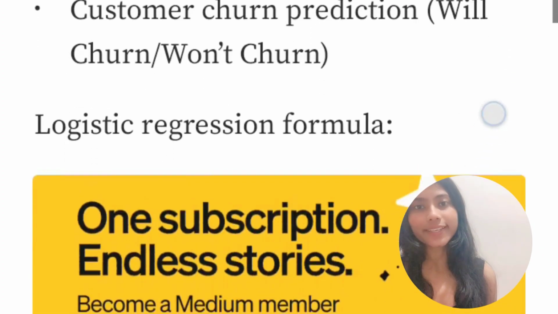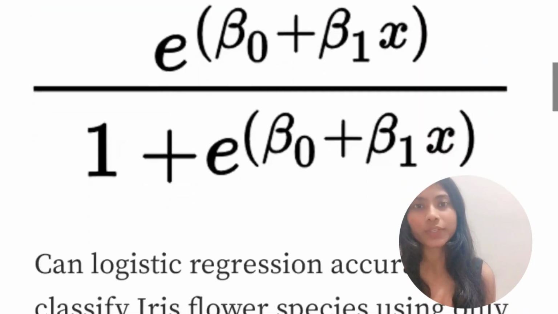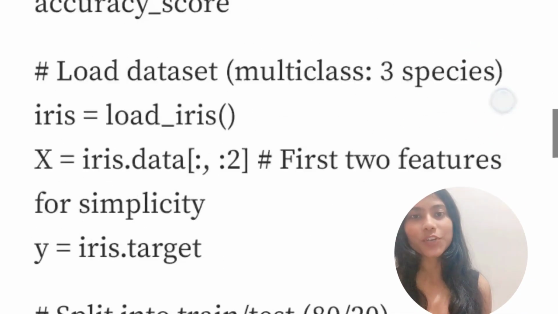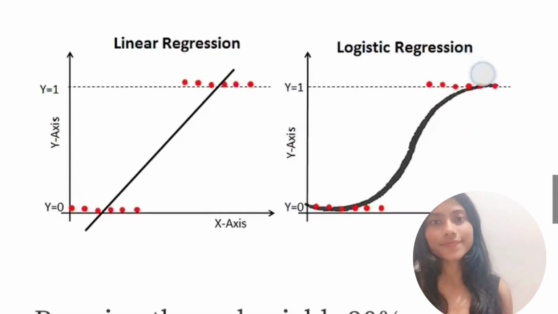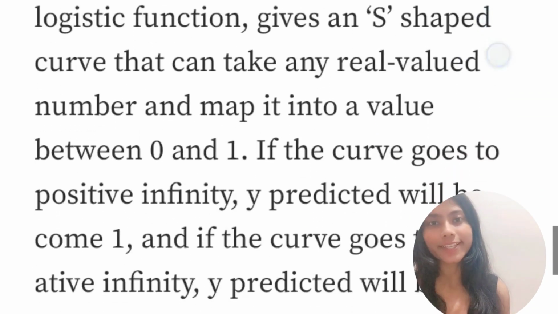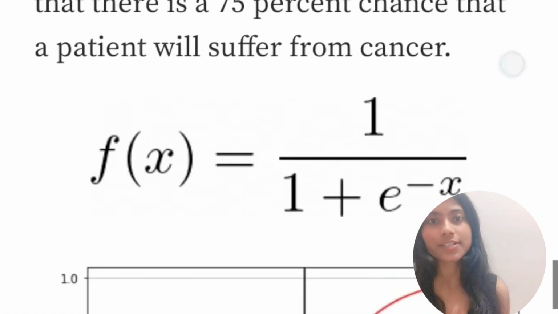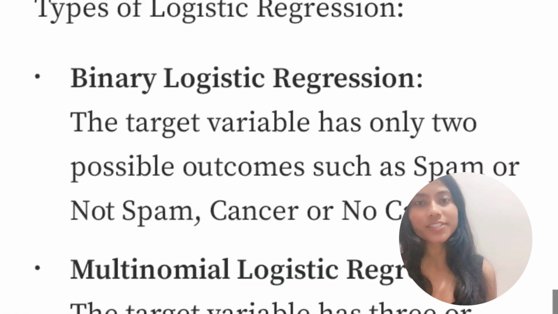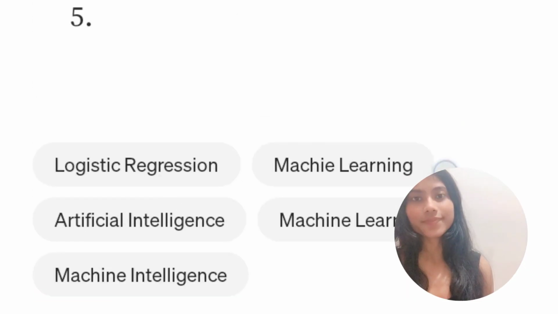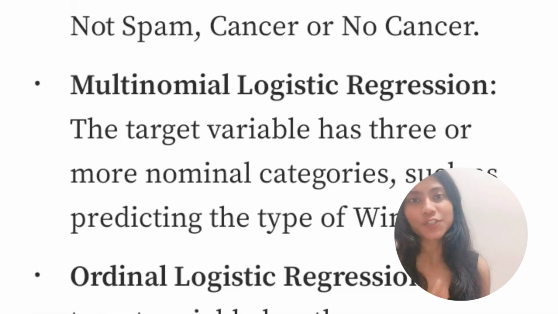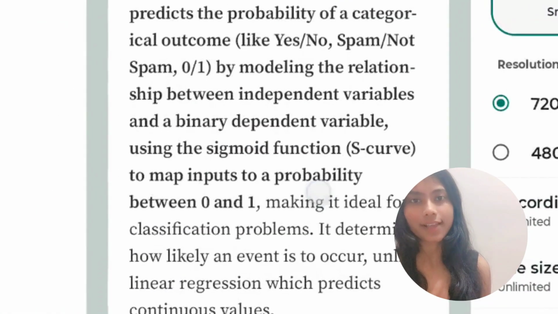Let's say we are predicting whether a student will pass an exam. Input will be the hours studied and output will be pass, that is 1, or fail, that is 0. If the model predicts 0.8, that means there's an 80% chance that the student will pass. If it predicts 0.2, that means only a 20% chance of passing.